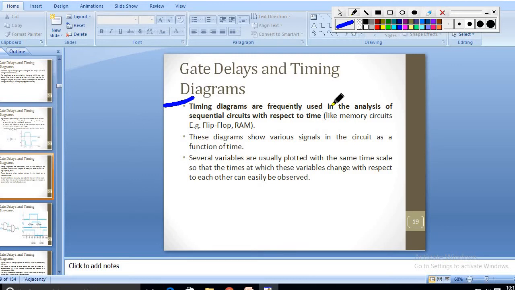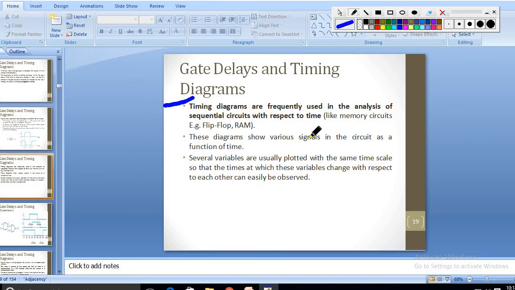Timing diagrams are frequently used in the analysis of sequential circuits with respect to time, like memory circuits, flip-flops and RAM, random access memory. Flip-flops you will come to know in the labs. Different types of flip-flops will be there, D, T. So timing diagrams are frequently used in the analysis of sequential circuits. Always in sequential circuits, these timing diagrams play a very important role in calculating the output and input relationships.